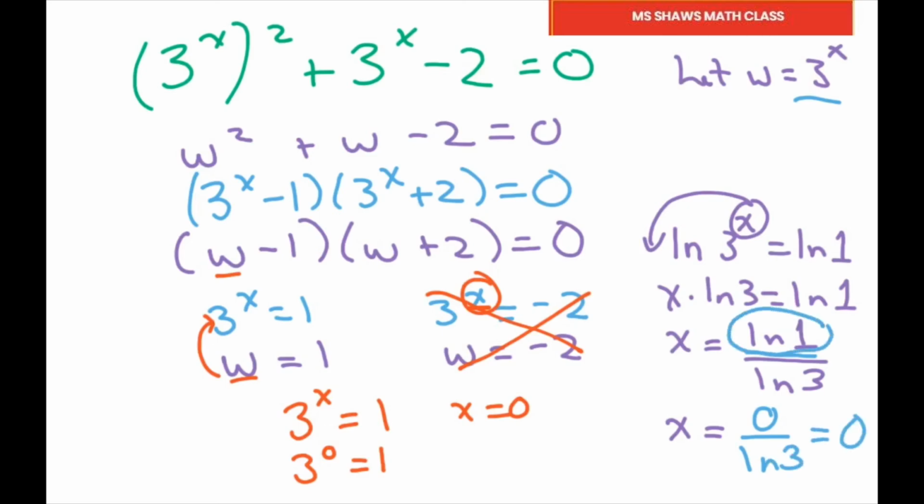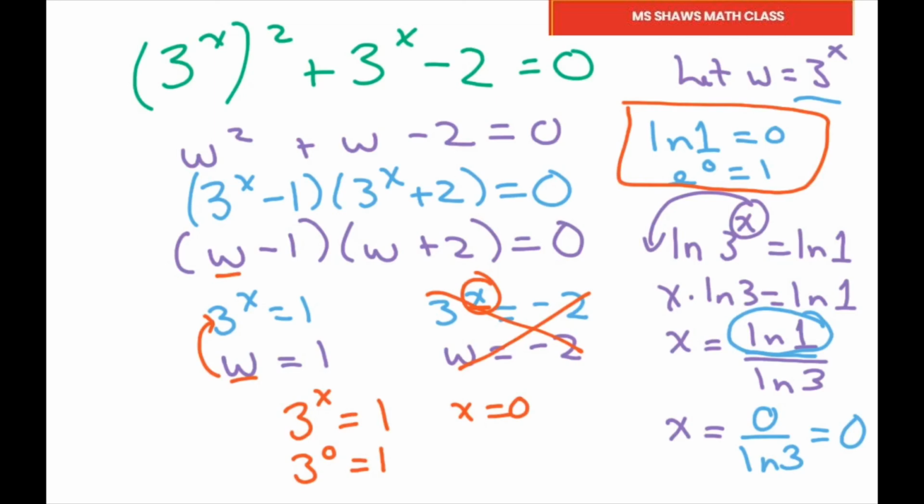So be careful with this. The reason it's 0 is ln of 1 equals 0 because e to the 0 equals 1. So you just kind of know this on your natural logs. So it's a lot easier if you could have just seen it from the very beginning. You know, any number to the 0 power equals 1. All right, that's it.